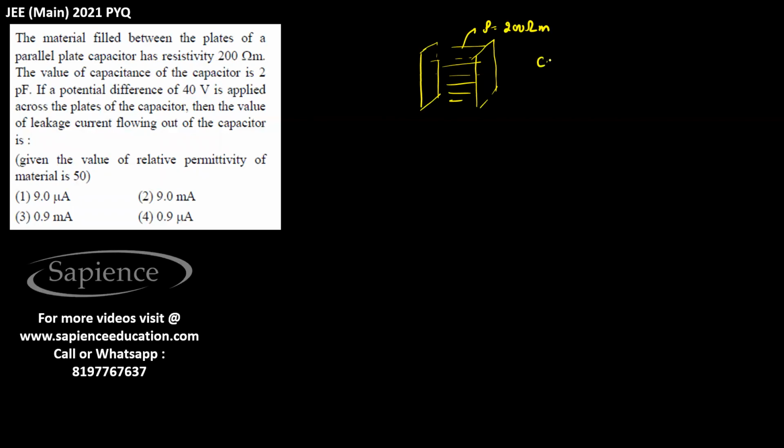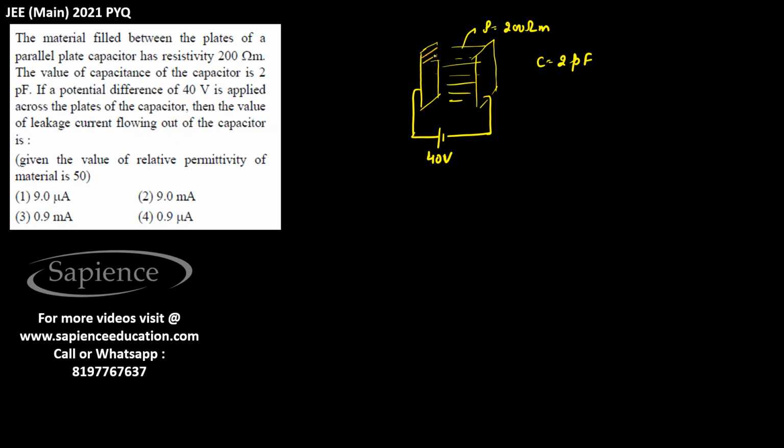The next one: the material inside the plates of a parallel plate capacitor. So there's a parallel plate capacitor, and there's a material inside it which has a certain resistivity. Resistivity is given to you as 200 ohm meter. The capacitance is given to you as 2 picofarad. We have applied a potential difference of 40 volt across the capacitor. Find the value of leakage current through the capacitor. So we have to calculate the value of leakage current through the capacitor.